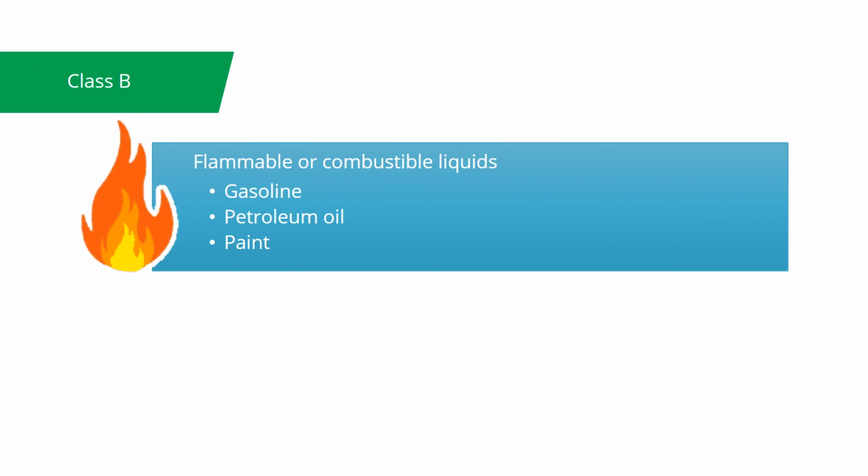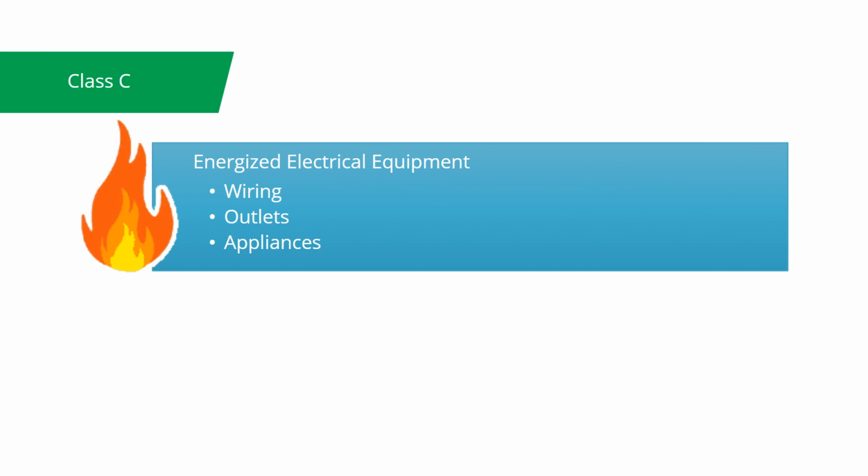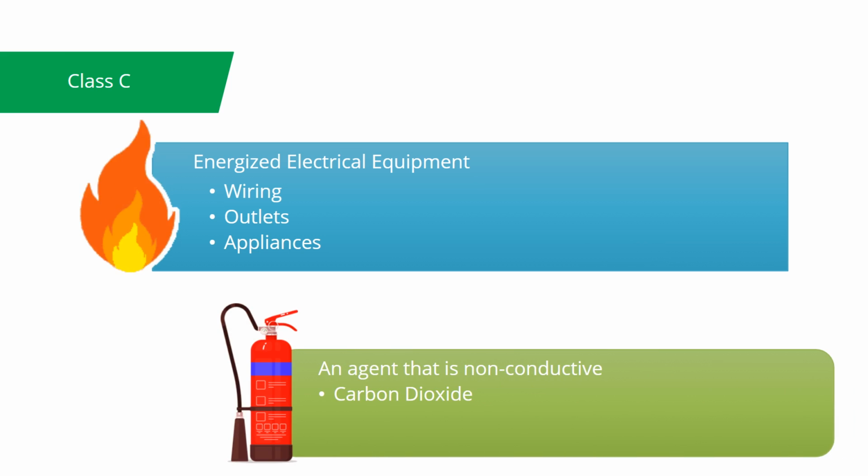A Class B fire occurs when flammable or combustible liquids ignite. A Class B fire extinguisher contains chemicals to smother the fire. A Class C fire involves energized electrical equipment. A Class C fire extinguisher contains an agent that is non-conductive, such as carbon dioxide.